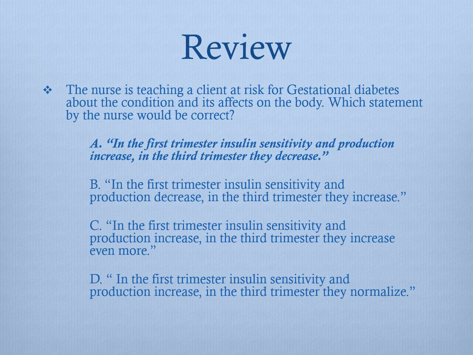Alright, the correct answer is A. In the first trimester, insulin sensitivity and production increase. In the third trimester, they decrease. This is the typical pathophysiology seen in gestational diabetes. B, C, and D are incorrect.